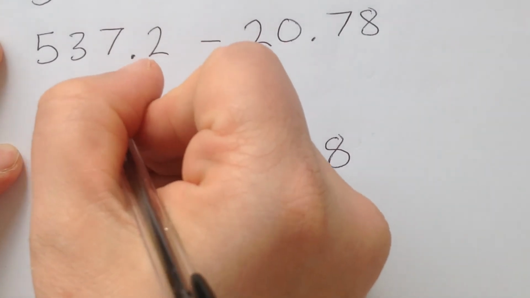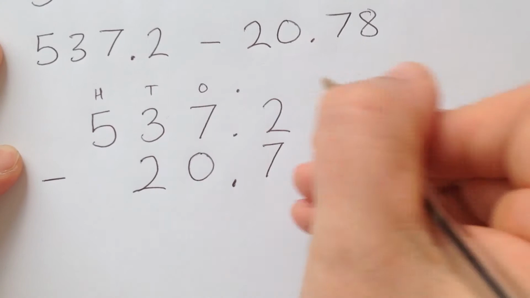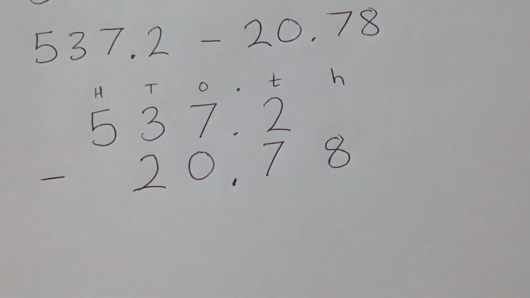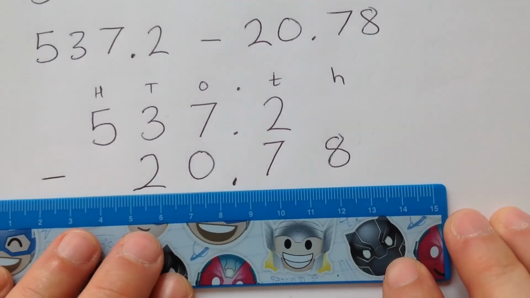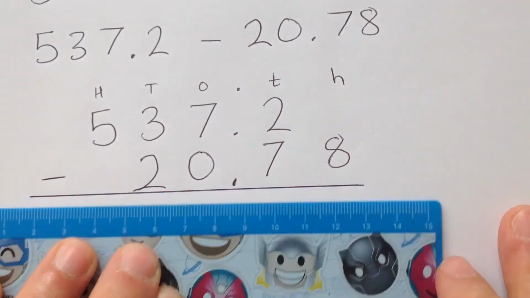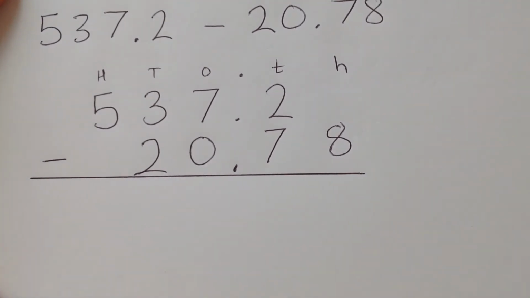So actually, I'm going to add some columns here for you. Hundreds, tens, units or ones, decimal point, tenths, and hundredths. This time I'm going to remember to use my ruler. I know it was shocking last time. Now the answer is going to change quite dramatically here. So this is where you have to be careful.